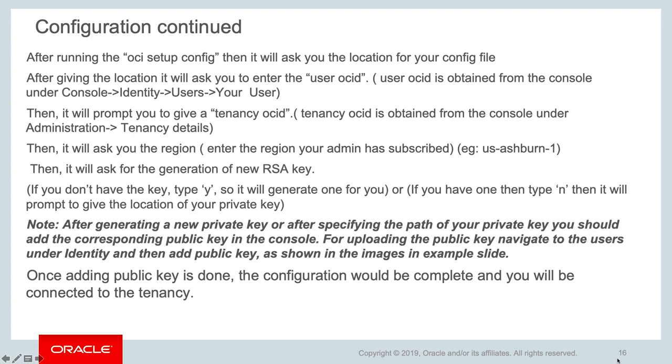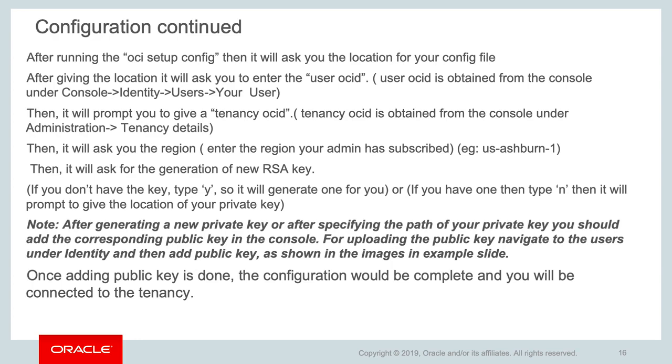Then again, continuing with the same step. So once you run this OCI setup config, it is going to first ask you the location of your config file. And once you provide that location, it will ask you for the user OCID, and you have already obtained this particular value from the OCI console as we discussed previously. Then the next thing, it is going to prompt you to give a tenancy OCID. And again, for getting this one, you will have to log into your console, and under administration, you will have to look at tenancy details, and that will get you the OCID of that particular tenancy.